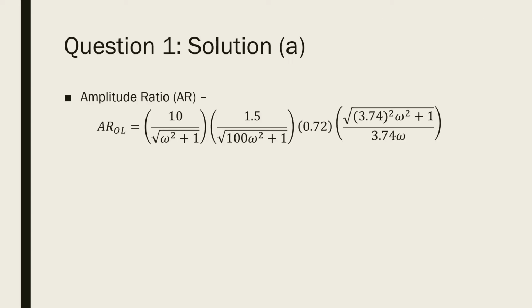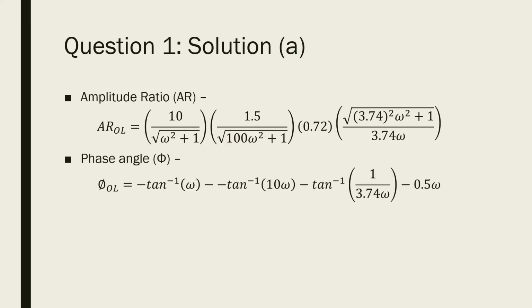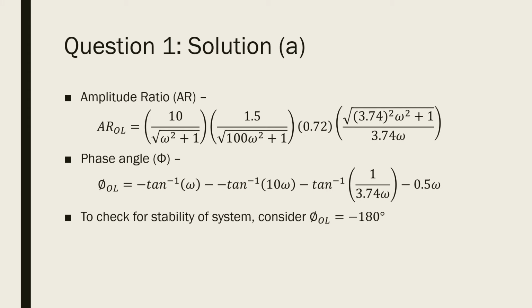So let us get back to question 1, part A. So far, we have found the open loop transfer function and its frequency response transfer function. From this G of j omega, we can find the amplitude ratio and the phase angle for the open loop system. To check if the system is open loop stable, we can set the open loop phase angle to minus 180 degrees and solve for the phase crossover frequency, which is calculated to be 1.15.